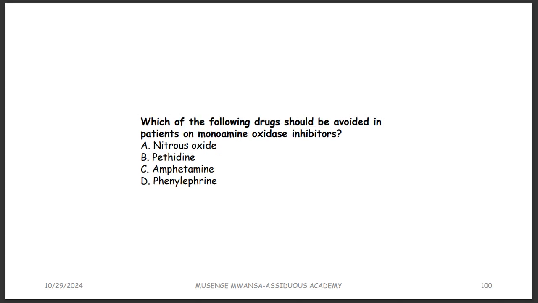The following are the common clinical uses of antidepressants. We've answered. Which of the following drugs should be avoided in patients on monoamine oxidase inhibitors? We've also answered this one, isn't it? Oh, we didn't. Nitrous oxide, pethidine, amphetamine, phenylephrine. Which one can we pick for this one?